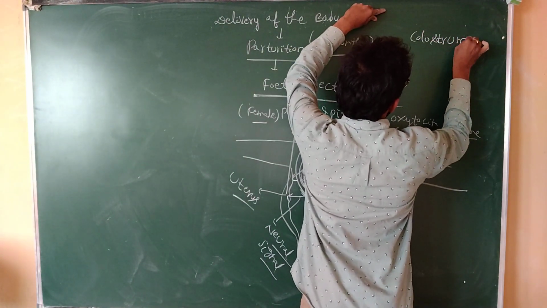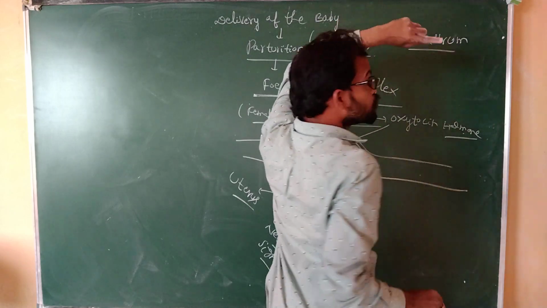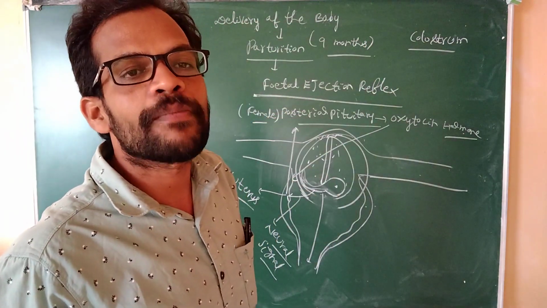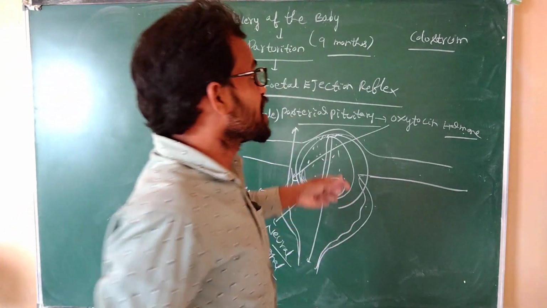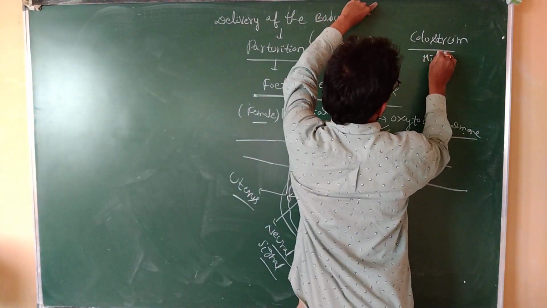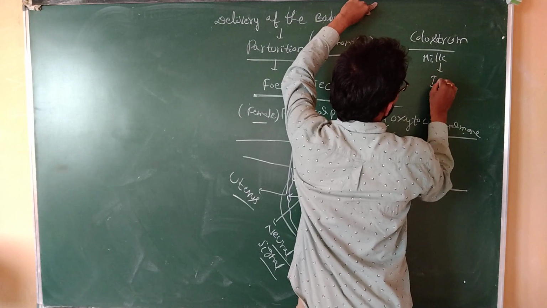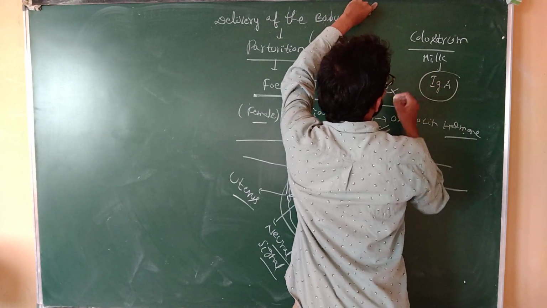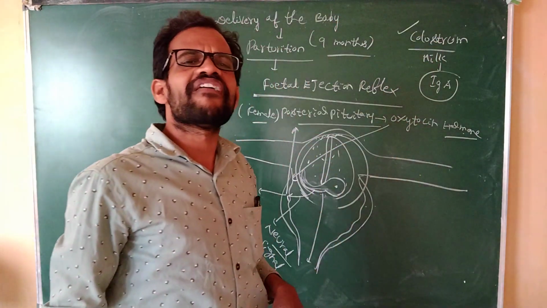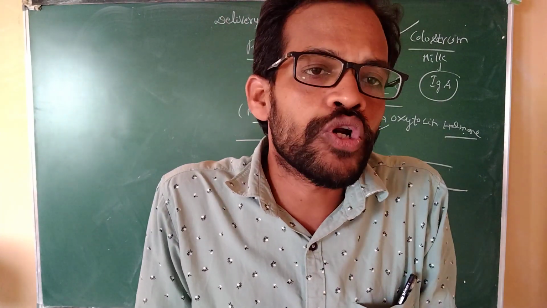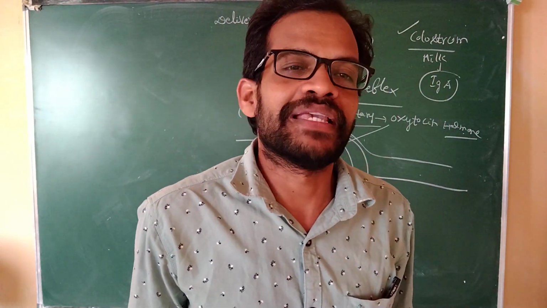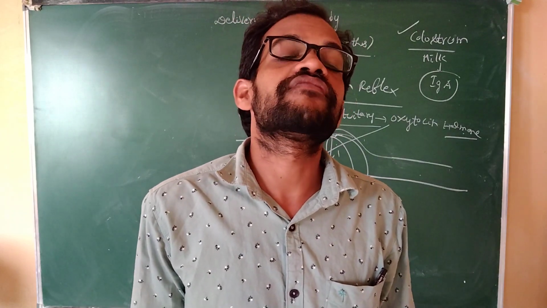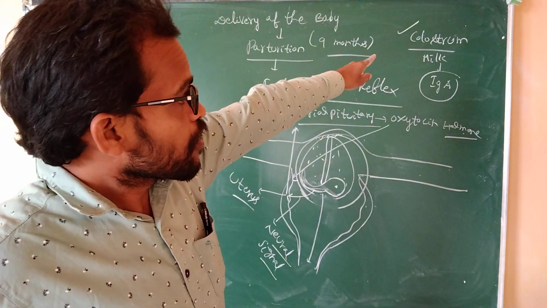After the completion of parturition, the milk the mother produces in the first few days is known as colostrum milk. It consists of IgA immunoglobulins and has more nutrient value than other milk. This milk provides nourishment to the baby in the first few days.